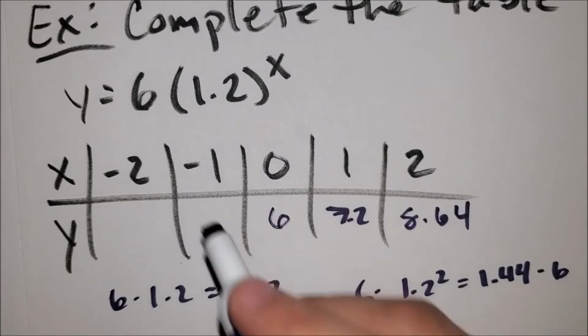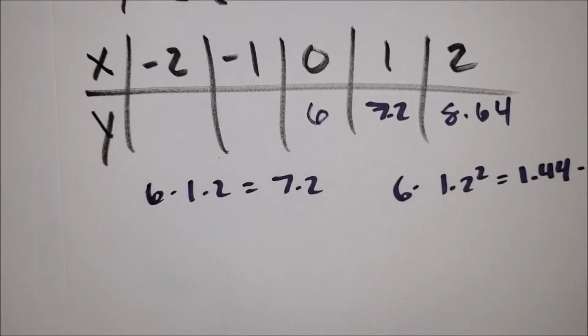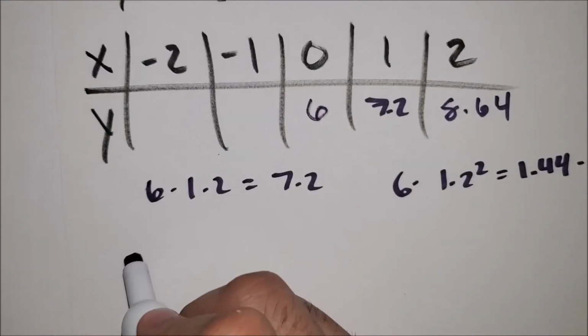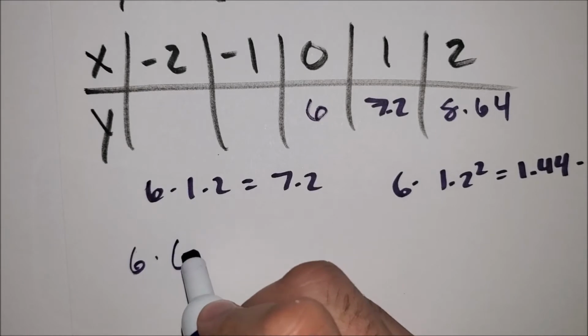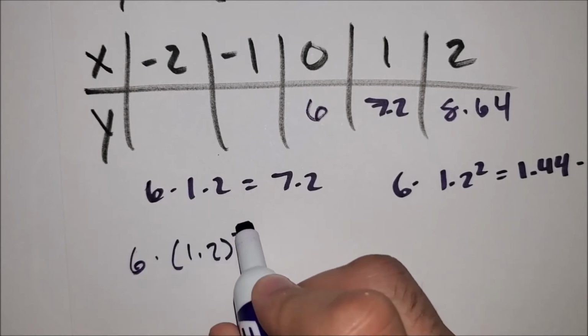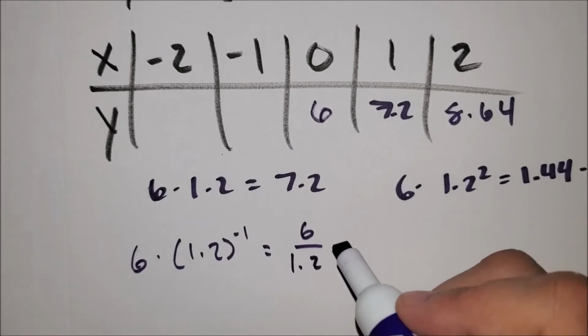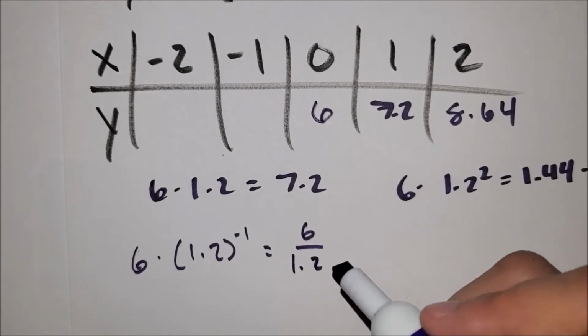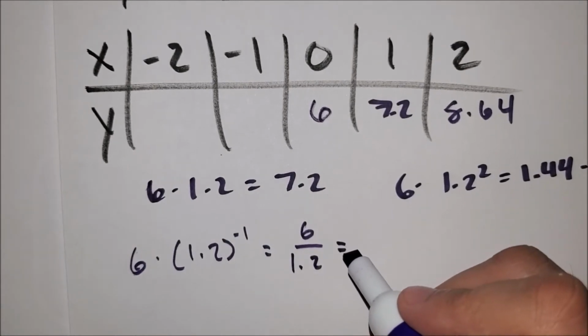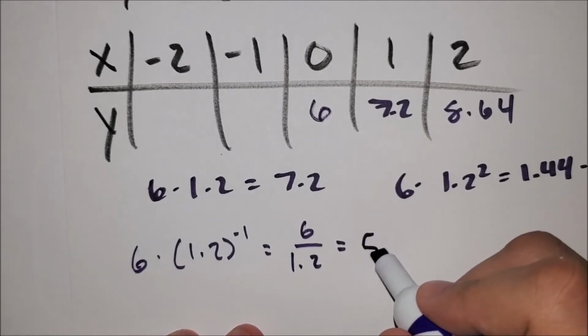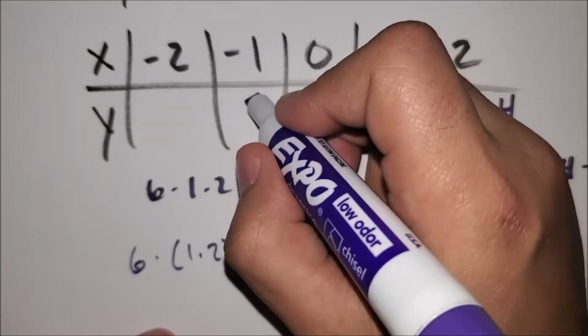So let's look at our negatives over here. When x is negative 1, we get 6 times 1.2 to the power of negative 1. This is 6 divided by 1.2, which equals 5. So this is going to be 5.